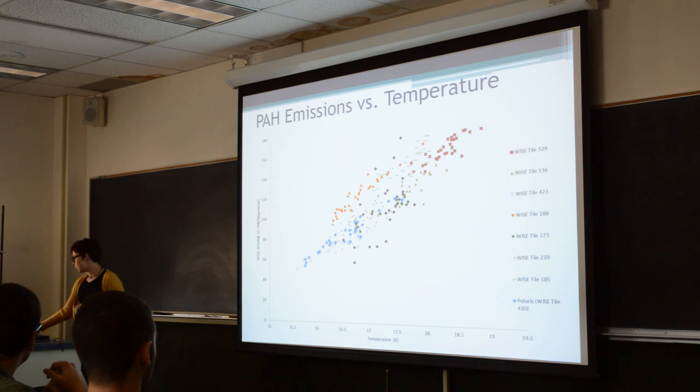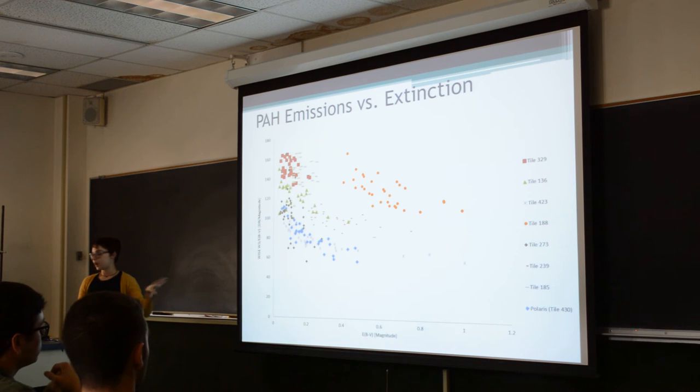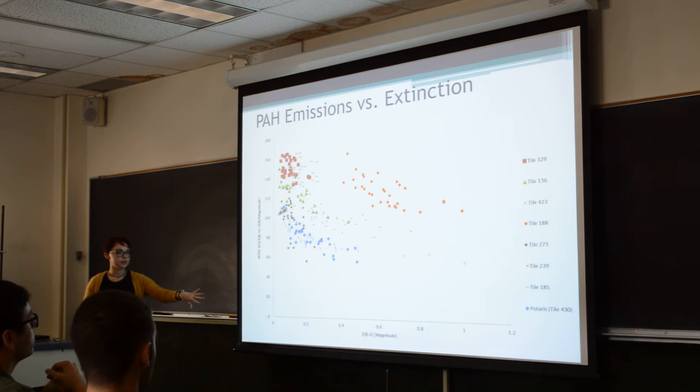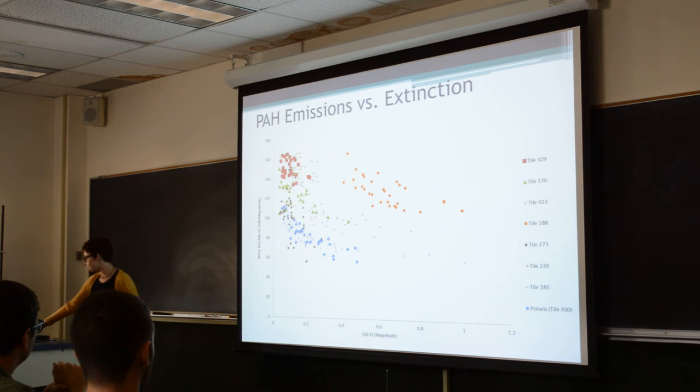Going on from that, we have the PAH emissions versus the amount of extinction we see in the regions. So this is kind of the density of the dust, and that will cause the light from different sources to redden. And as we have more reddening, we also see an exponential decrease, kind of, in this data, in the amount of PAH emissions we see.